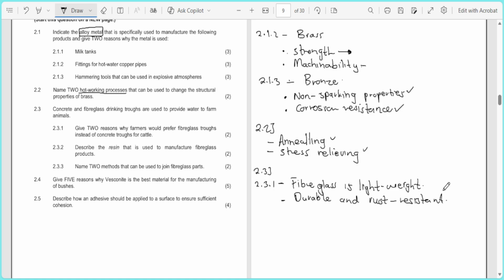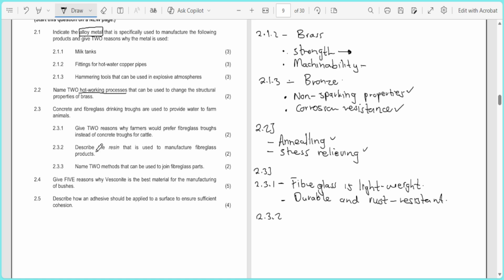Rust resistant. And unlike concrete, fiberglass does not crack in freeze-thaw cycles, and it also does not corrode. Another thing, due to its smooth surface, it inhibits algae and bacterial growth inside, right? So that is why it is an option over concrete. So it is durable and rust resistant. Fiberglass is also lightweight.